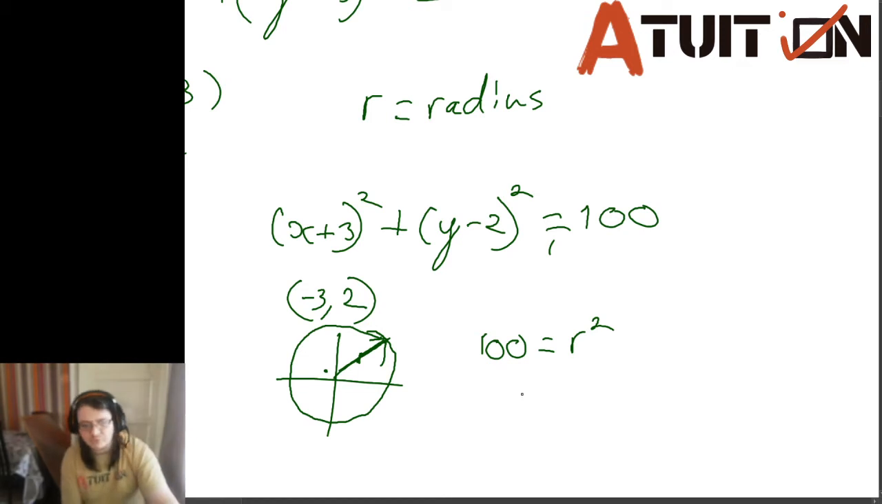Right, so 100 equals r squared. What's r going to be? That's straightforward, isn't it? Square root of 100. 10 squared is 100. So the radius of this circle, r, is just 10. Okay.